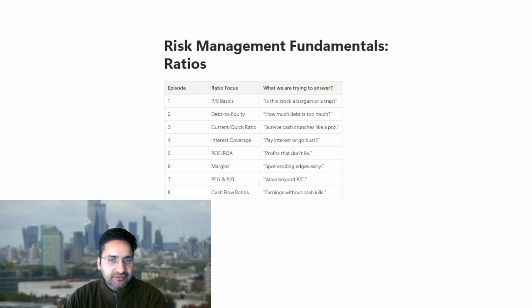My name is Shiv and I'm here to decrypt some of the buzzwords, some of the technical jargon that are used during the discussions around risk management fundamentals. So this first video is about understanding various ratios that are used when people talk about various risk management points. Alright, so the first thing is the price to earning ratio.